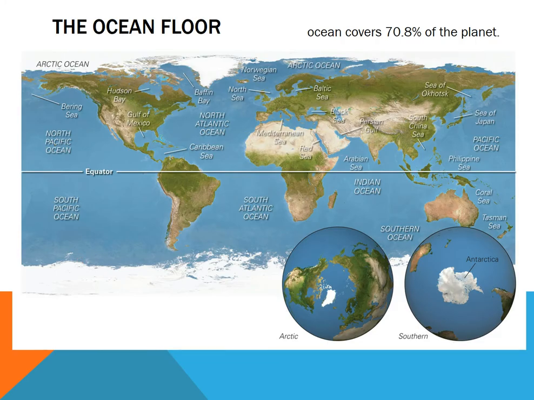So the ocean floor covers a large area. Like I said, 70.8% of the planet. It's why we call it the blue planet. Interestingly enough, that water covers a lot of land, and so we can't really see the ocean floor at all. And that means we don't know a whole lot about it. We're actually still learning a lot about the ocean floor.